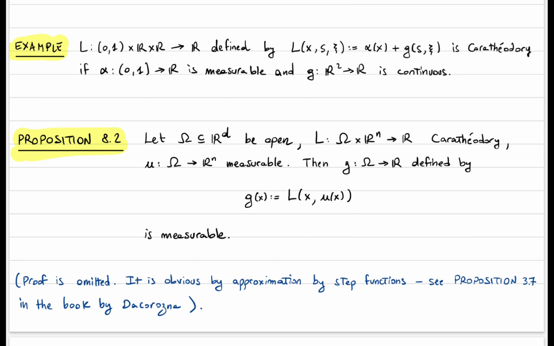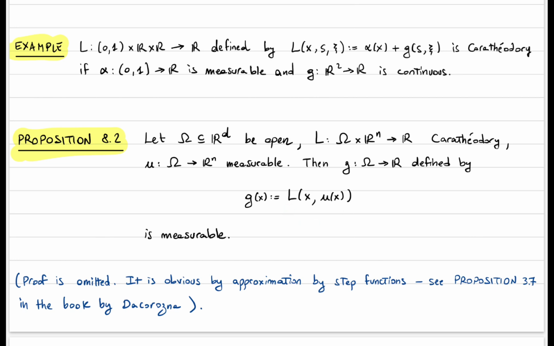Okay, a proposition which we are not going to prove, but you can look at the proof in Proposition 3.7 in the book by Dacorogna. So the proposition is as follows. Let omega be open and L be a Carathéodory function, and also u be a measurable function, so that we can consider this composition here. So just for a sec, u maps from omega into Rn, so it's okay to evaluate u in x and you get a value in Rn, so this composition makes sense.